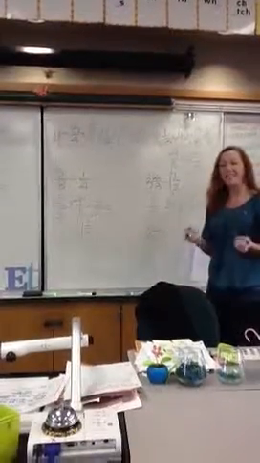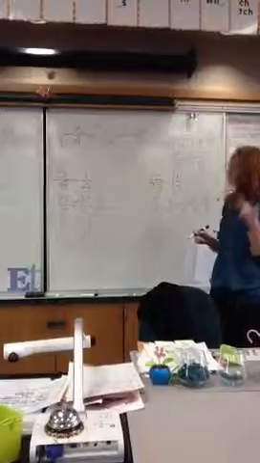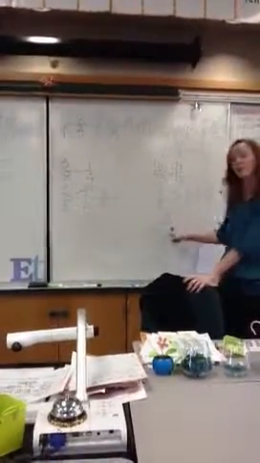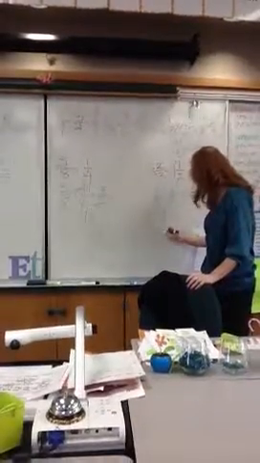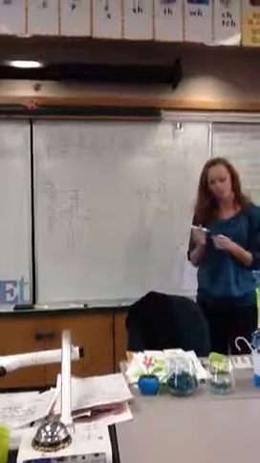9 times 2 is 18. So how much do I have left over? 18, 19, 20, 21, 22. I have 4 left over. And again, my denominator stays the same. I have 9. And my final answer is 2 4/9.